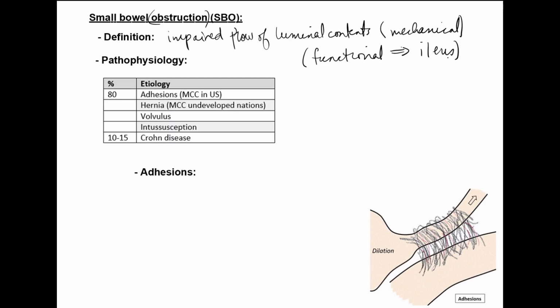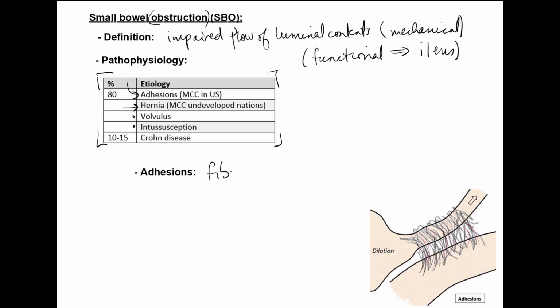One can see in this table the commonest causes of small bowel obstruction. The most common cause in the United States is adhesions, but in the third world, where there's much less access to medicine, it's going to be incarceration of hernias. Two other diseases worth noting are volvulus and intussusception, and we'll discuss them below.